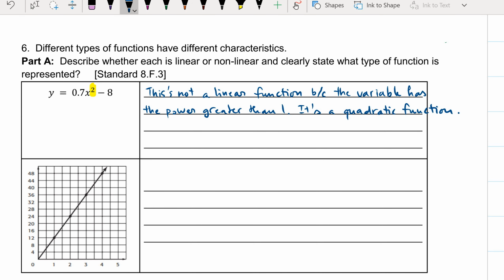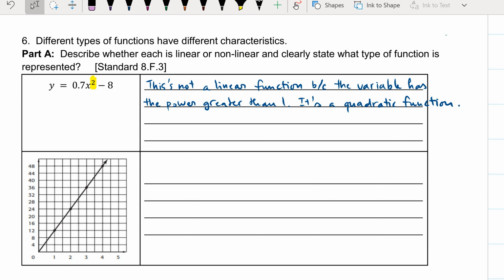Alright, part 2. This is a linear function, because the graph is a straight line. Okay, so that's it.